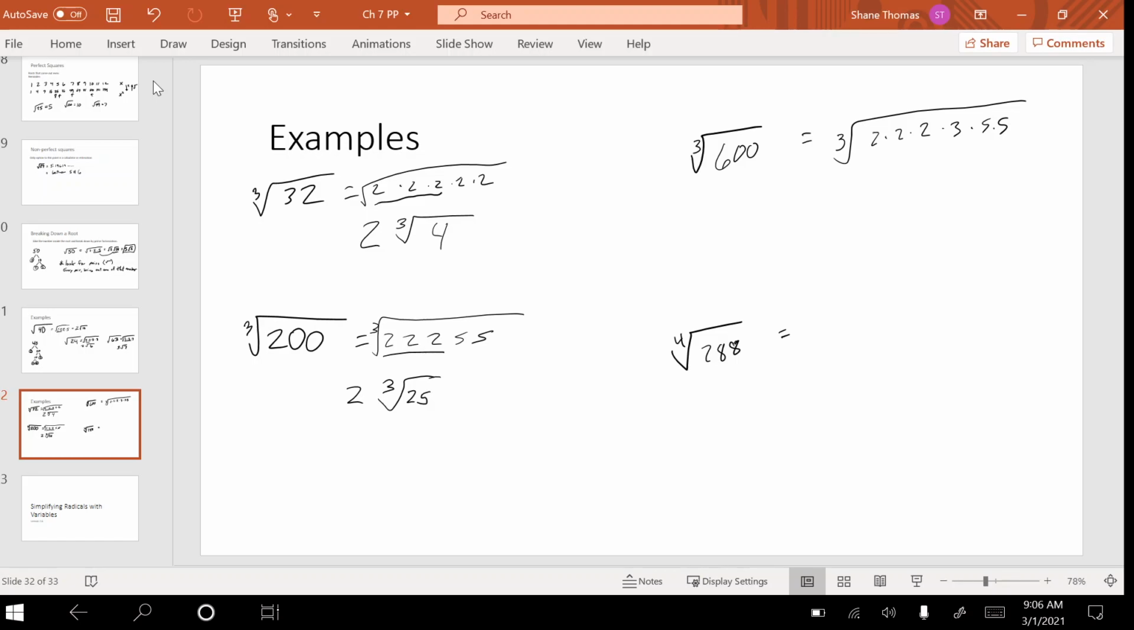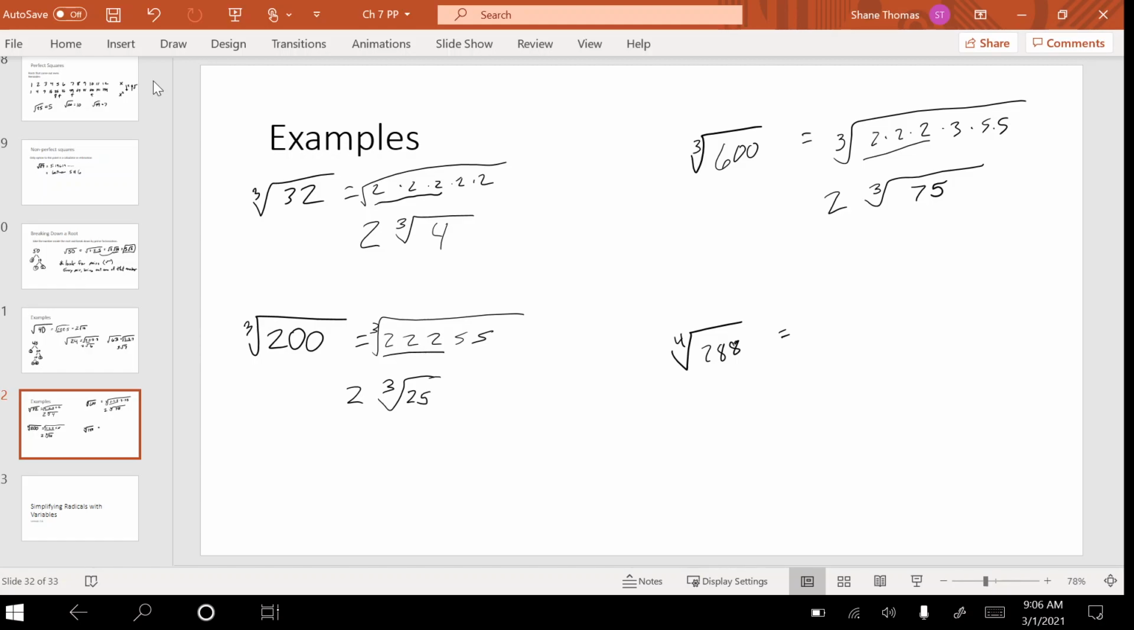Is there a group of 3 here? Yeah. 3 what? 3 2s. Bring that out front. Is there anything else I can bring out? No. So that gives me a third root of 3 times 5 times 5. That's what, 75? Yep. You didn't even check. You just agreed. No, I knew it was 75.